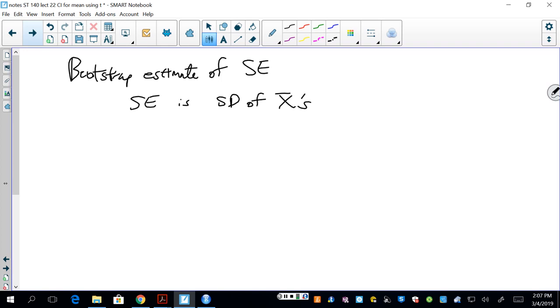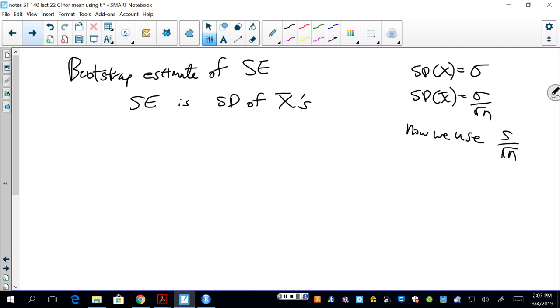Now, we have the formula that if the standard deviation of x is sigma, then the standard deviation of the average of a bunch is sigma over square root of n. And so now we use s over square root of n as an estimate of that standard error. And the bootstrap was another way of simulating and getting to that standard error. So let's review that, and then we'll do one thing on computing.